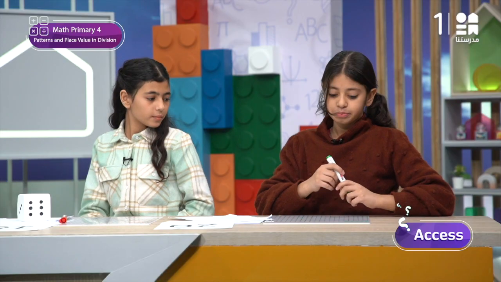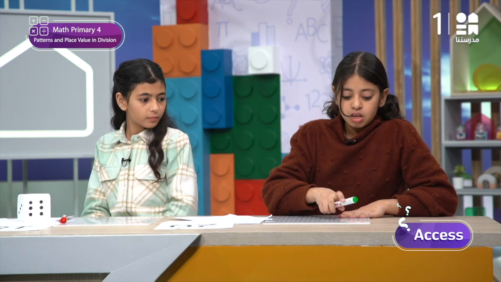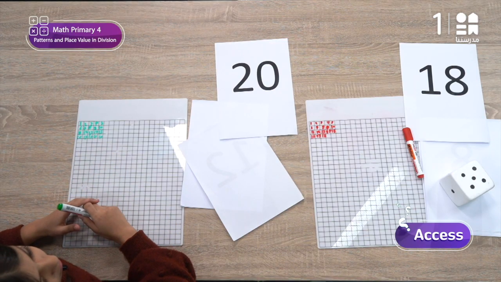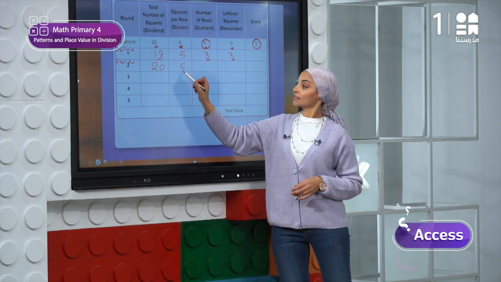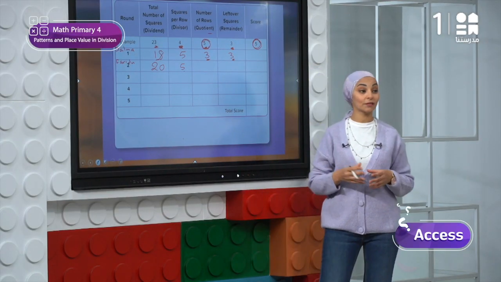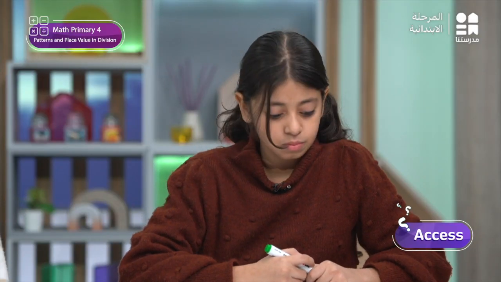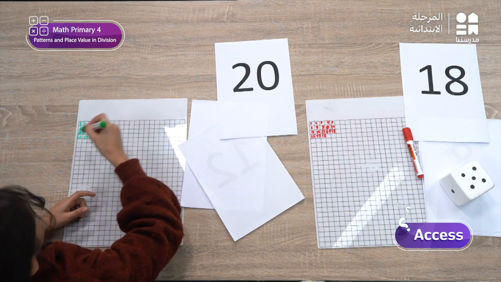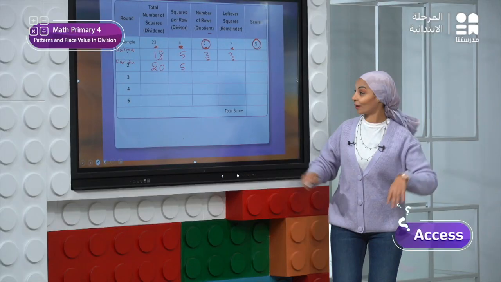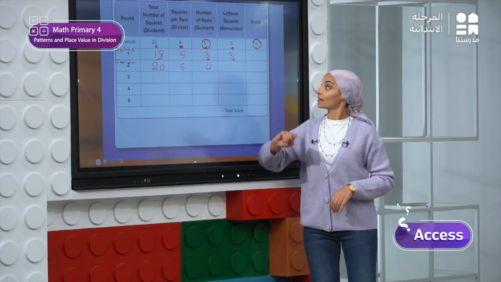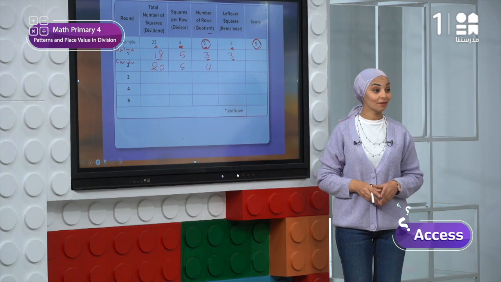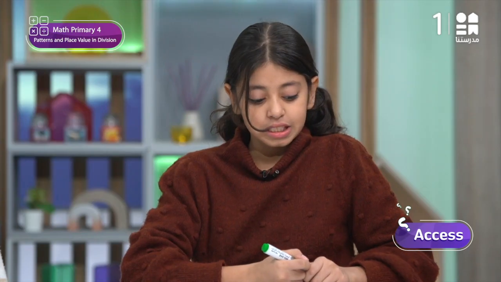Hey Farida, your number is 20, right? Okay. And the divisor, the number when you roll the dice, it was 5, right? Yes. So how many rows do you draw ya Farida? 4 rows. Okay. Excellent. Then, do you have any remainder? في أي remainder ولا 4 equal rows?